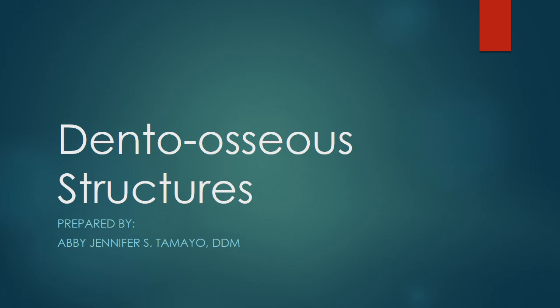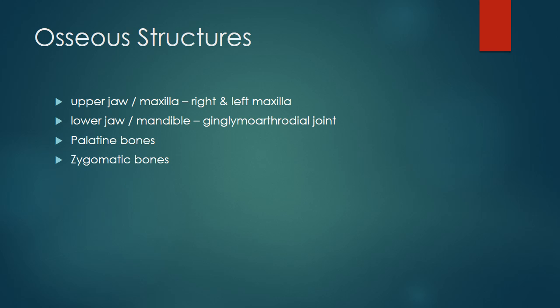Dento-osseous structures. When we say dento-osseous structures, this refers to the bony structures, or the bones, that make up the framework of the upper oral cavity, the maxilla. The maxilla is composed of two bones, the right and the left, sutured together at the midline. The maxilla is joined together with other bones of the head, whereas the mandible, or the lower jaw, has no osseous union with the skull and is a movable ginglymoarthrodial joint. Other bones include the palatine and the zygomatic bones.